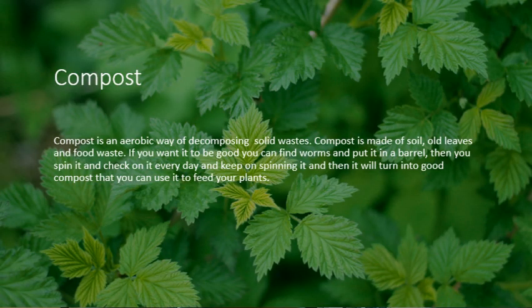Compost is an aerobic way of decomposing solid wastes. Compost is made of soil, old leaves, and food waste. If you want it to be good, you can find worms and put it in a barrel. Then you can spin it and check on it every day and keep on spinning it, and then it will turn into a good compost, and you can use it every day to feed your plants.